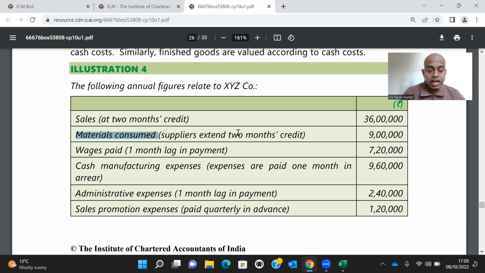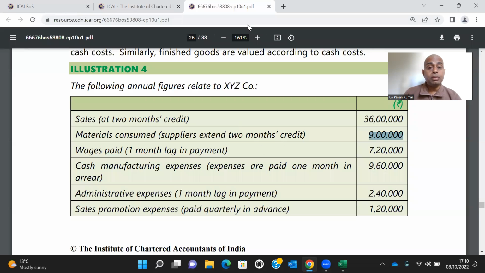Take 9 lakhs, take 2 months. This is the supplier credit period, not the raw material holding period. If you take 9 lakhs into 2 by 12, you are calculating creditors for goods. To calculate materials, you need to take 9 lakhs and the raw material holding period. Somewhere in the problem, it will be given.